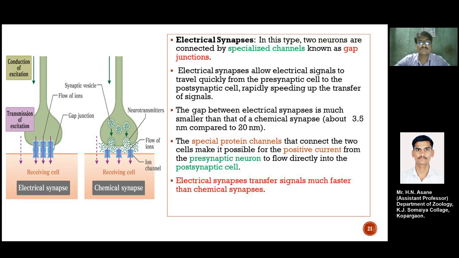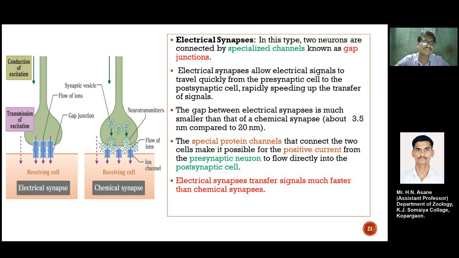The special protein channels that connect the two cells make it possible for the positive current from the presynaptic neuron to flow directly into the postsynaptic cell, and the electrical synapse transfers signals much faster than the chemical synapse. There is nothing rocket science in this: the electrical synapse is just a little bit faster than the chemical synapse.